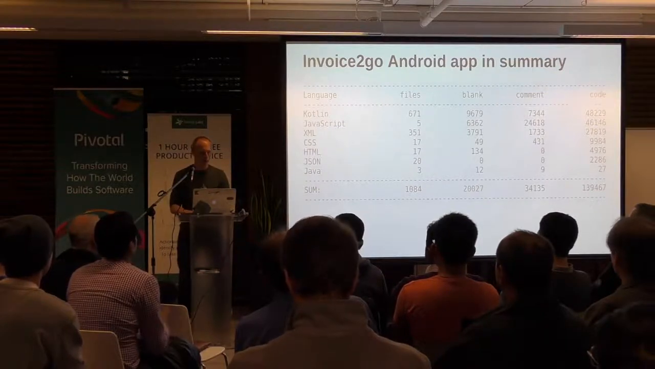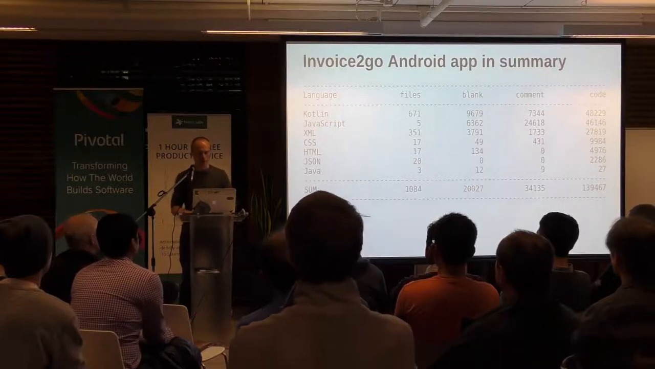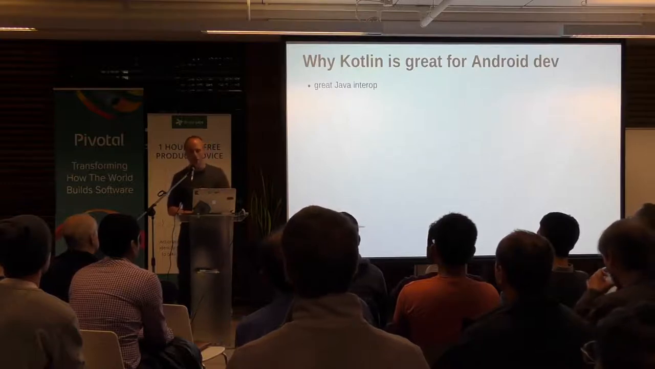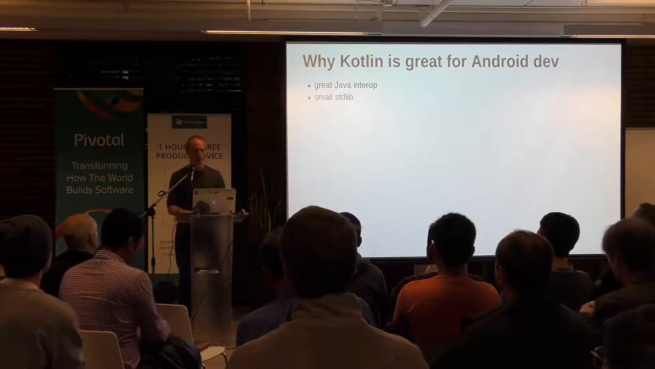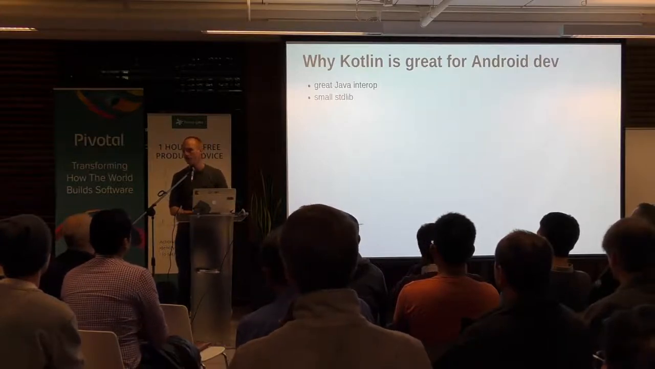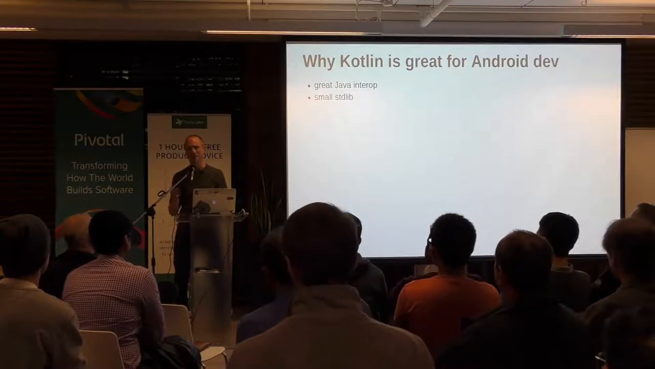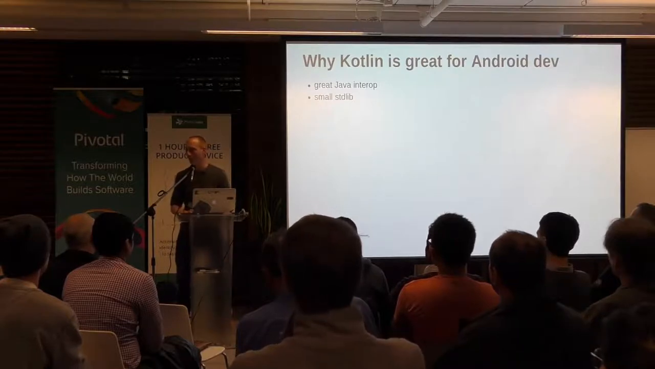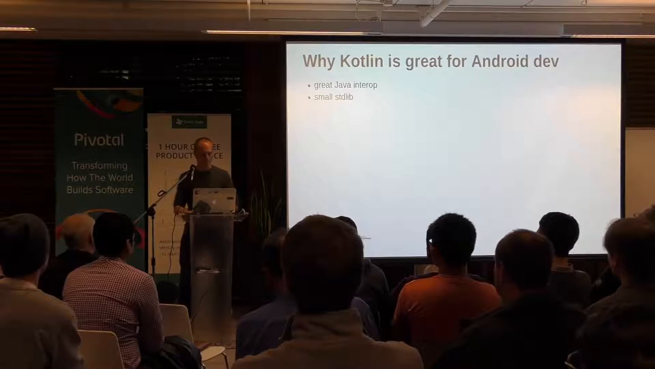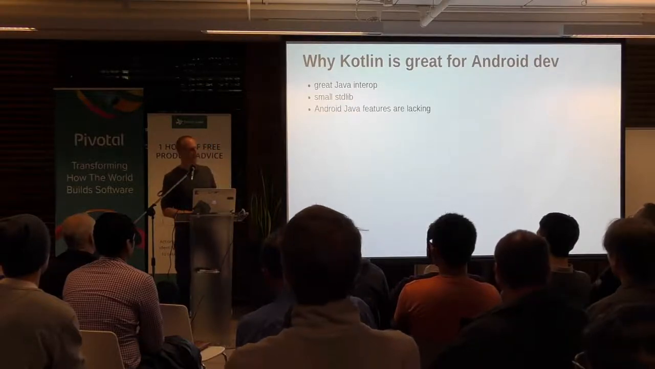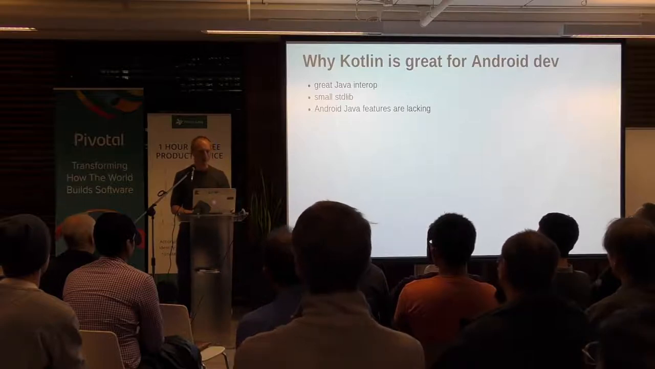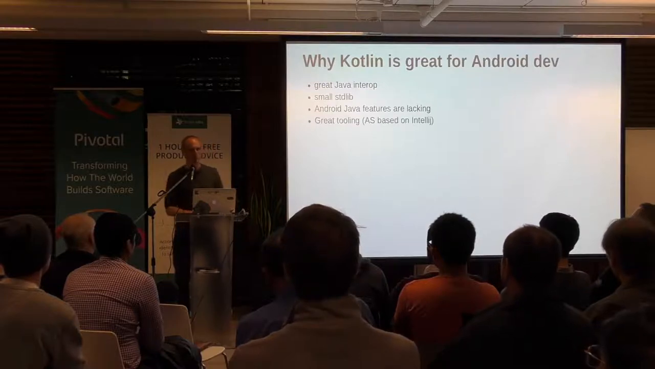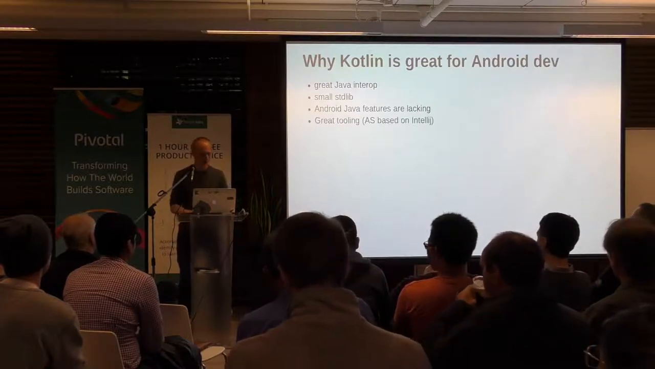So why did we choose Kotlin in the first place? This journey started almost a year ago at Invoice2Go. Like mentioned previously, it has great Java interoperability. It has a very small standard library. A big thing in Android development is the DEX count, the number of methods that you can embed in your app. It's one of the reasons why Scala never took off on Android and mobile development. You have to use old Java features on Android, which is painful. We have to wait a long time before the features become available and we can drop old platforms. And also we have great tooling because Android Studio is based on IntelliJ. We have a great plugin.